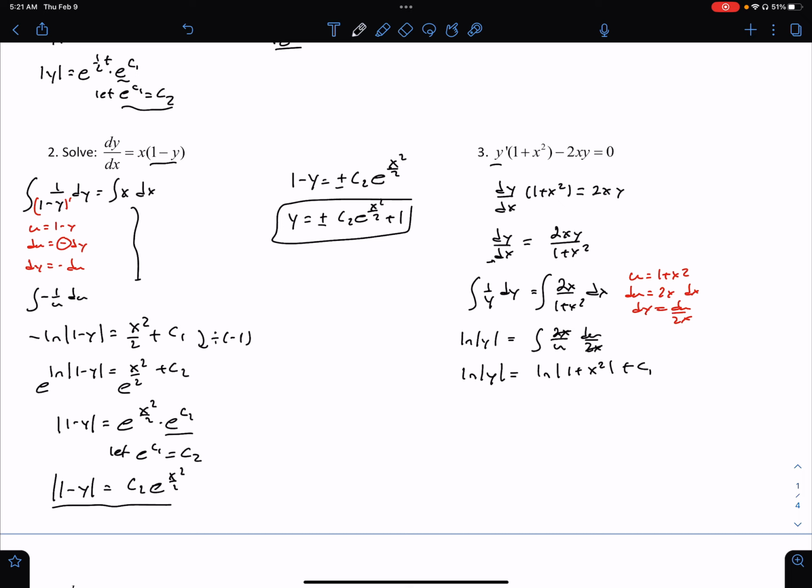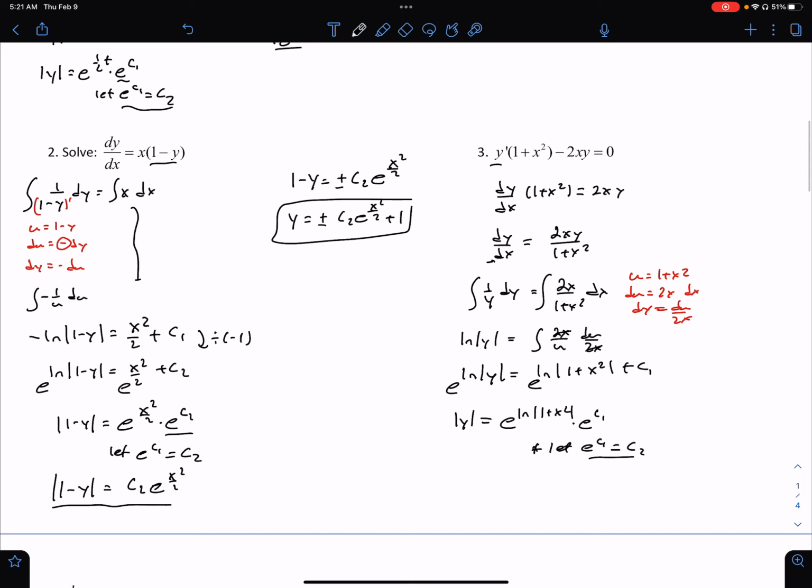All right. It doesn't really matter. We still have to solve for y, so we're going to exponentiate both sides. We get the absolute value of y equals, and again, I'm going to write this as a product. We're going to get e to the natural log of 1 plus x squared times e to the c1. That's our little algebra trick. And then we're going to say just let e to the c1 equal c2.